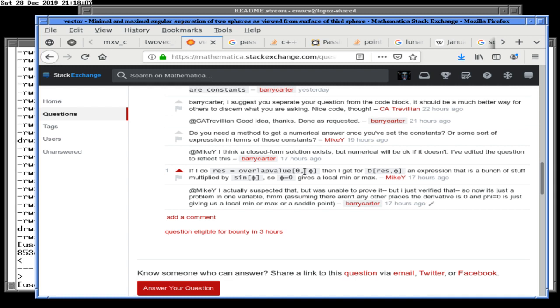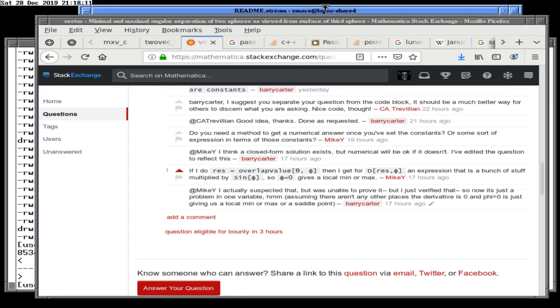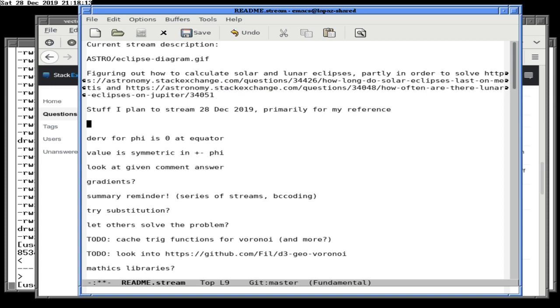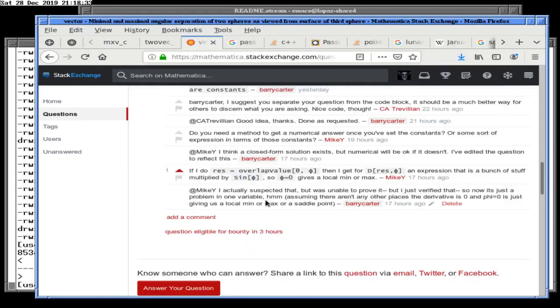What's interesting about that is it raises another interesting question, which I'm going to put down here. Can Mathematica give partial answers? Because it's really useful to know that the derivative can be zero when phi is zero. Even if Mathematica can't solve every single zero, it would be nice if it could say, hey, there's one zero right here. And it turns out this is due to a very simple reason, as this guy points out.